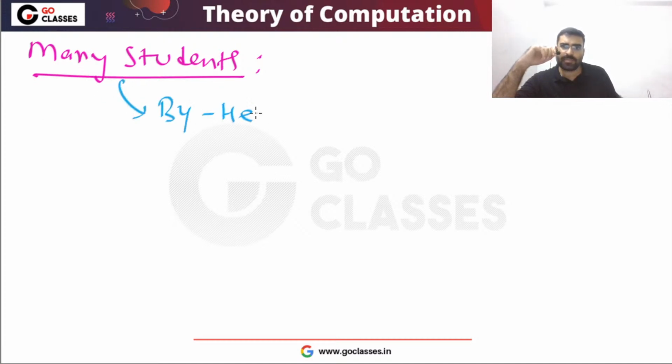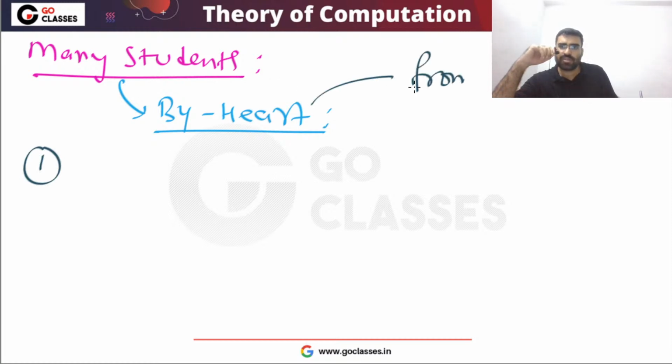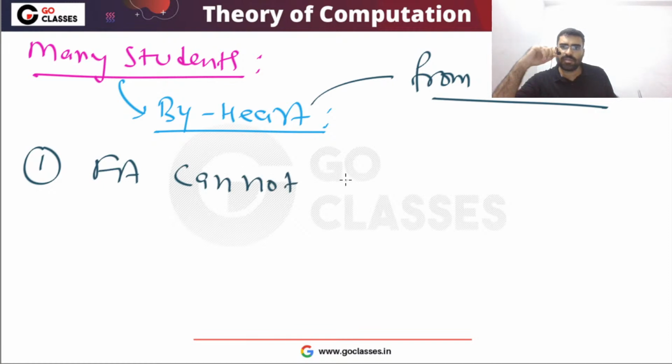They will memorize this statement. Either this statement or this statement they will memorize in their notes. Many students memorize from their notes. So they will write this type of thing in the notes, like "finite automata cannot do addition."